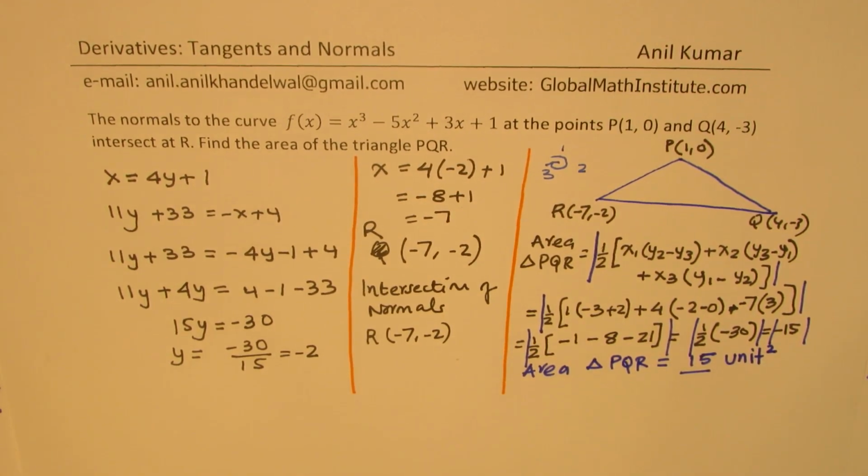So I hope the steps are absolutely clear. The idea is first to find the equation of the normals, then the point of intersection. And since the triangle is scalene, we can always use this particular formula to find the area of the triangle. Proof of the formula, I'll also provide you with a link on that. We'll have two more questions to practice. I hope that makes sense.